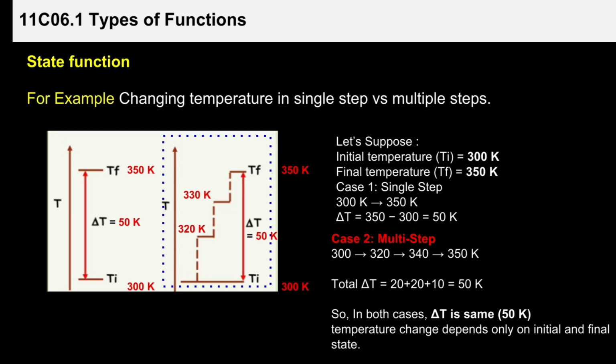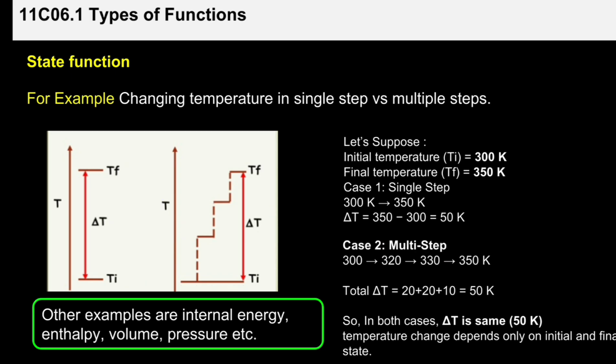So in the first step, the temperature change is 20 Kelvin, in the second step it is also 20 Kelvin, and in the final step it is 10 Kelvin. If we add the temperature changes in these three steps, the total becomes 50 Kelvin. So we can see that in both cases the temperature change is the same, that is 50 Kelvin. Now we can conclude that the temperature change only depends on the initial and final state. Other examples of state functions are internal energy, enthalpy, volume and pressure.